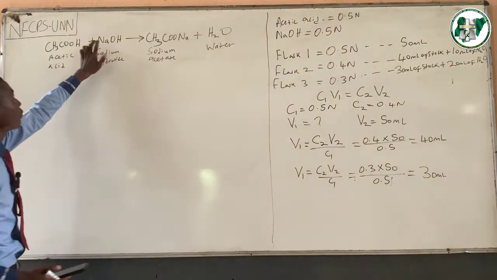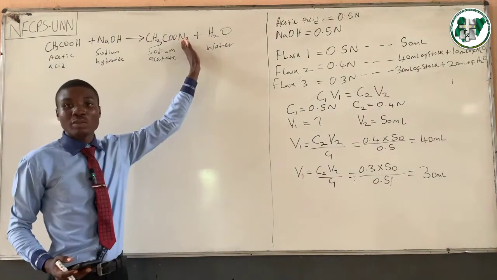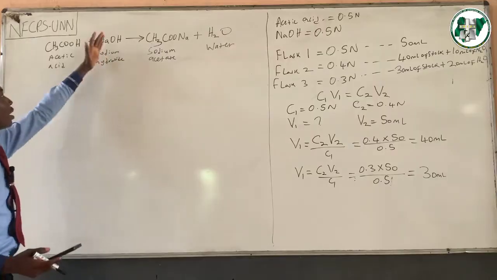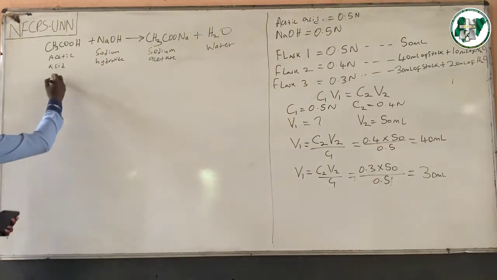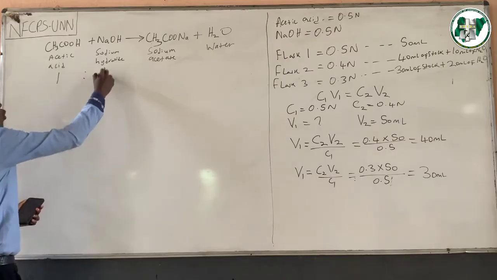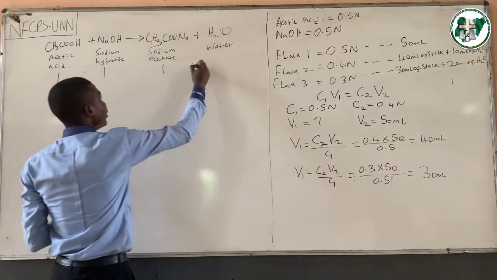Then for the sodium, we have 1 sodium here, and here we have 1 sodium. So the sodium is balanced. And then every other thing, we have checked it and they are balanced. Now this equation happens to be a 1:1 equation, yielding 1:1 product.